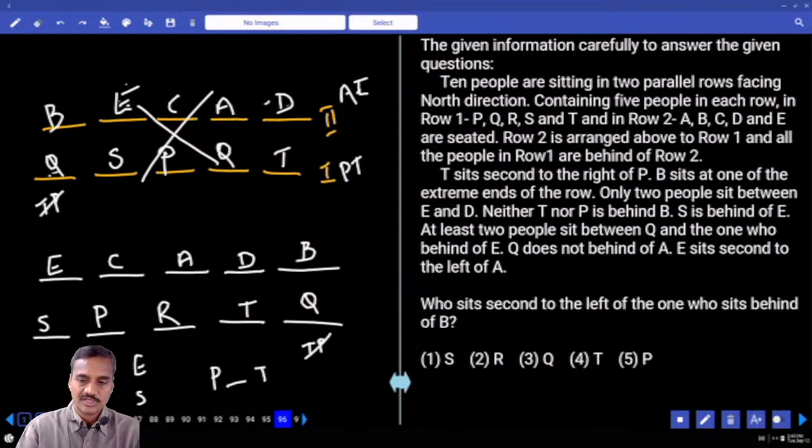The next one, and who sits second to the left of the one who sits behind B? Behind B, second to the left, who is that person? R. R, that is choice 2, question number 96.